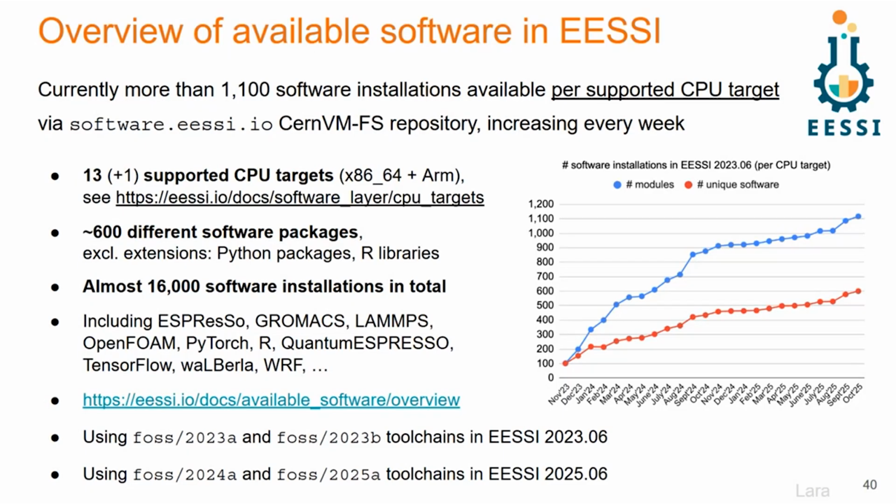As I mentioned, we have 2 versions. In the 2023.06 version, we have the FOSS 2023a and FOSS 2023b toolchains built. And for 2025.06, we're currently building out the FOSS 2024a and FOSS 2025a toolchains. That is still a work in progress, so we don't have that much software yet in the 2025.06 version.